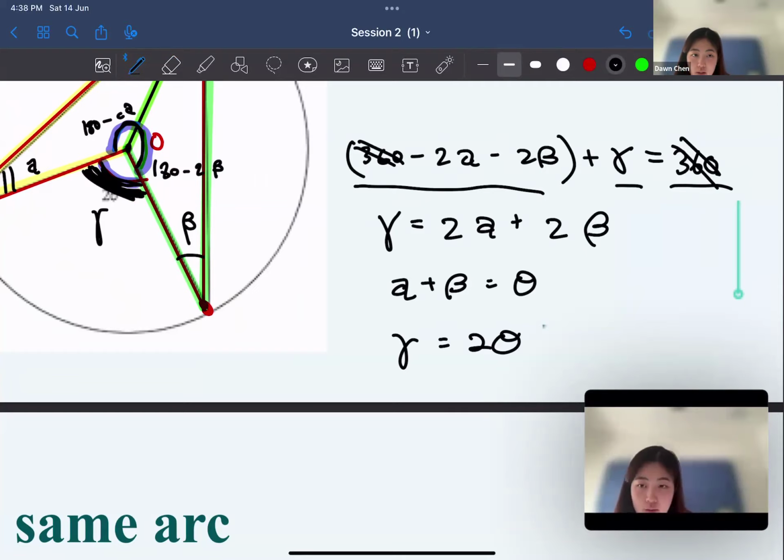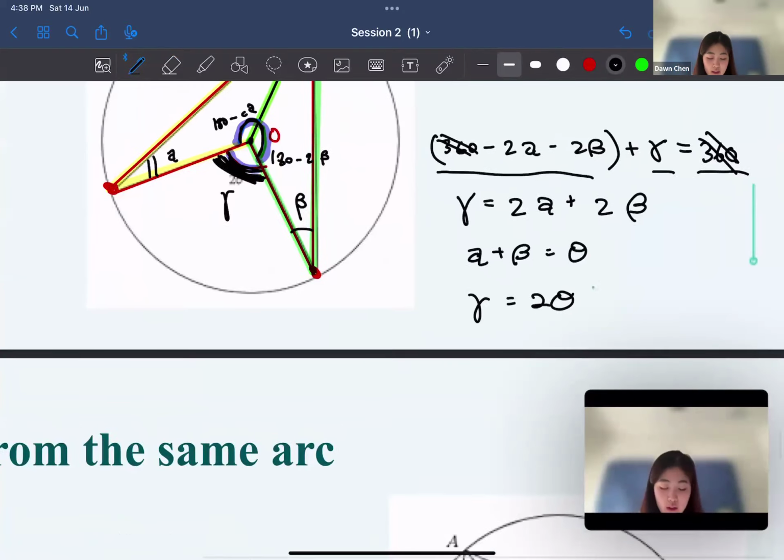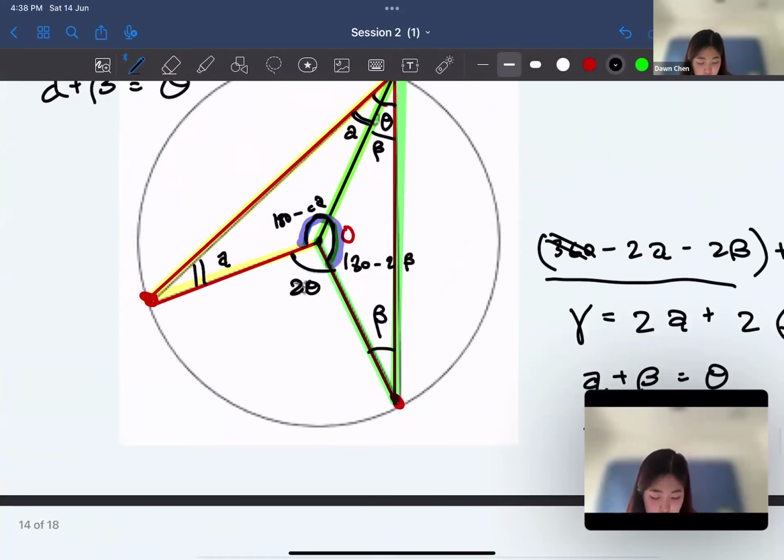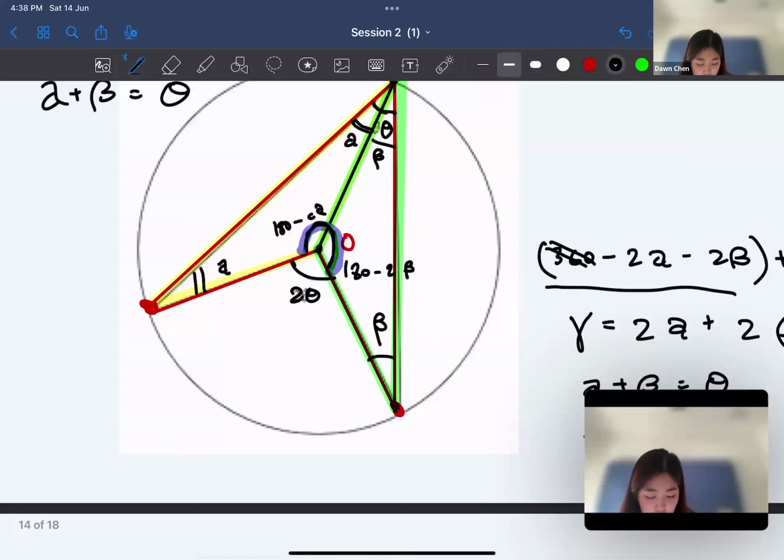Does that make sense to everyone? So that's how we prove that indeed this angle has to be 2 times the angle on the circumference. Does that make sense? Can I try to get a response from everyone, just so I know? Okay, perfect.